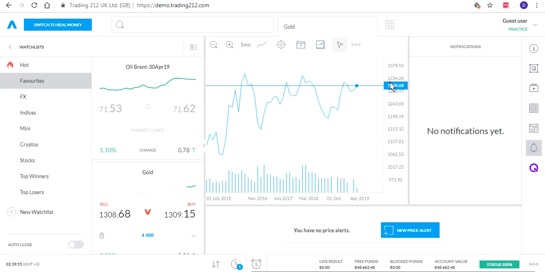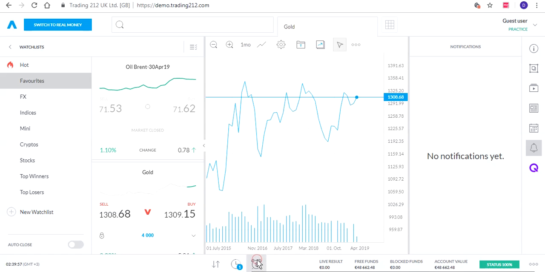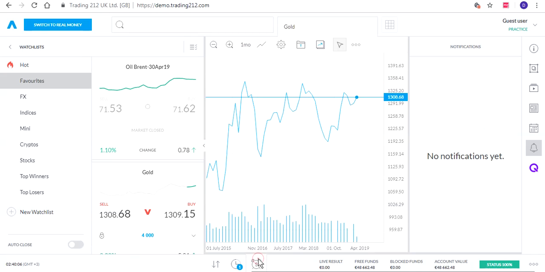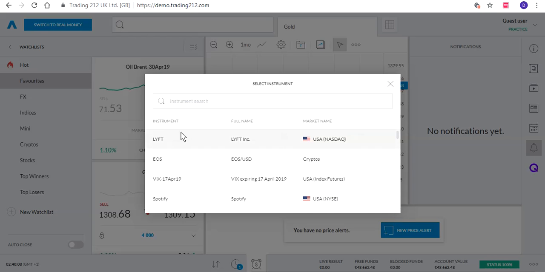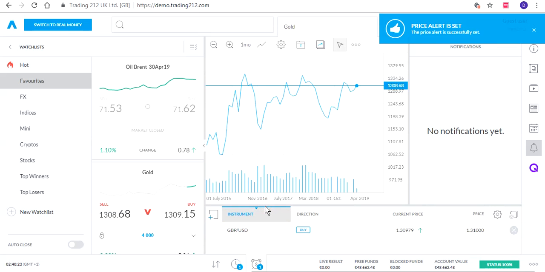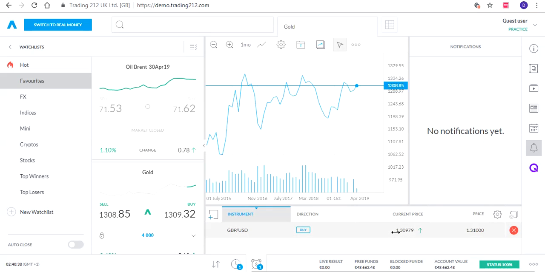And here, for example, the GBP, Great British Pound. Then it's a buying transaction or a buying order, then we press confirm. So in this case, when the price reaches 131, I will get a notification.